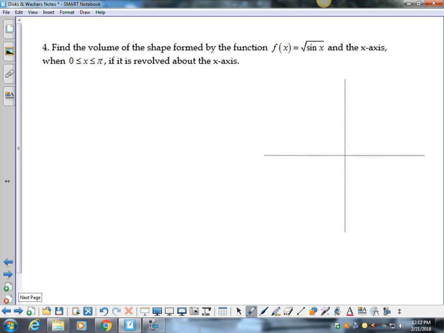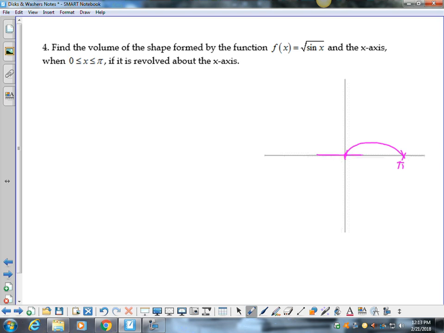Number 4, find the volume of the shape formed by that function and the x-axis when x is between 0 and pi, if it's revolved about the x-axis. Well, you know that the sine curve looks like this. That's 0. That's pi. The next one would be 2 pi. The square root of that is just going to square root all these values. It's just going to make it lower because it's going to square root all your y's, and it's not going to give you any negatives because you can't square root something and get a negative out. But I'm only going from 0 to pi, so I really don't care about going negative anyway. So it's kind of this little smushed hump.